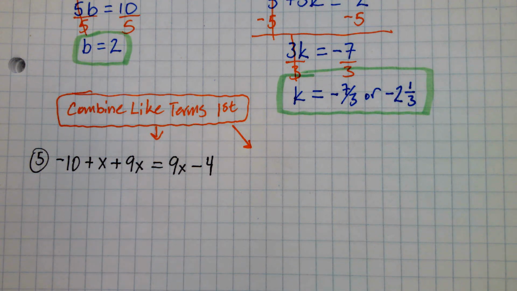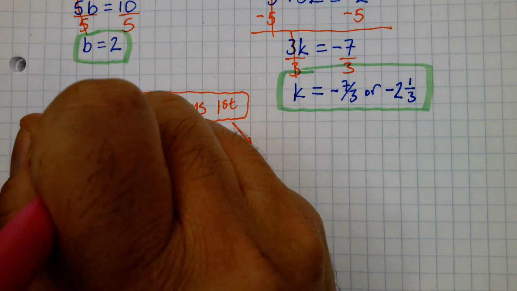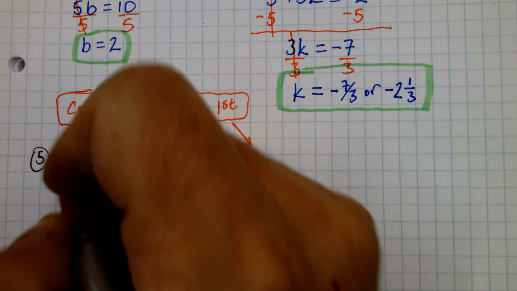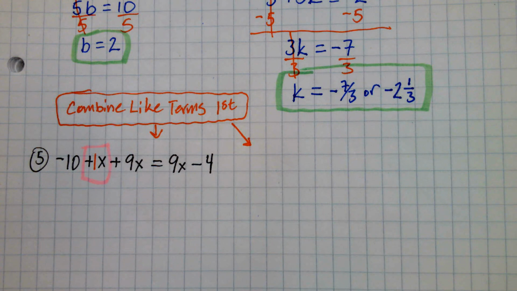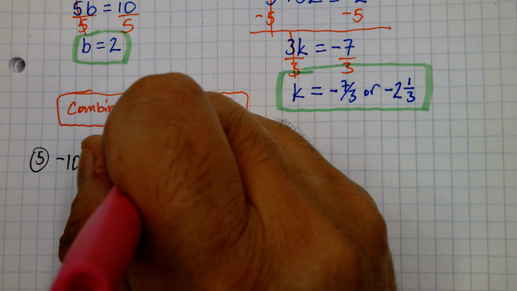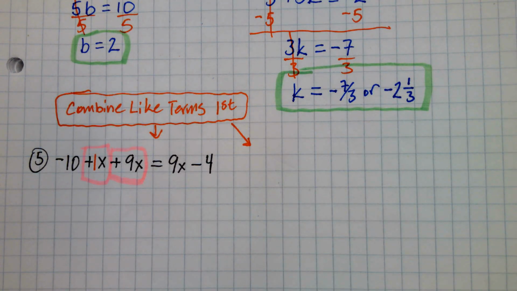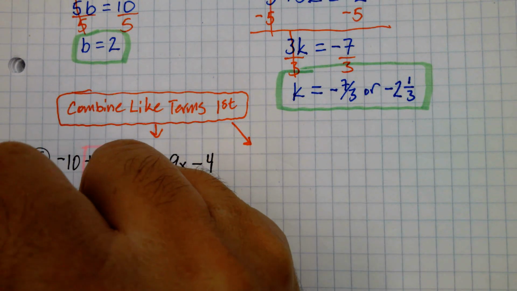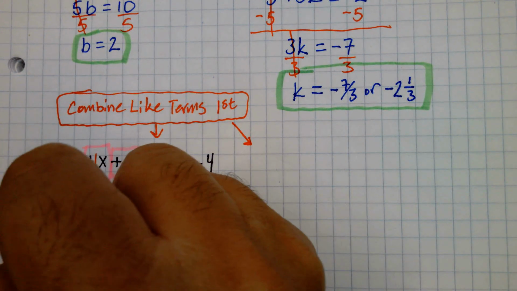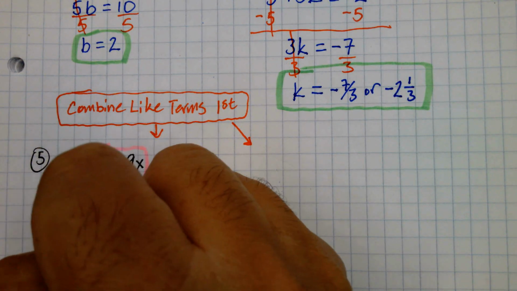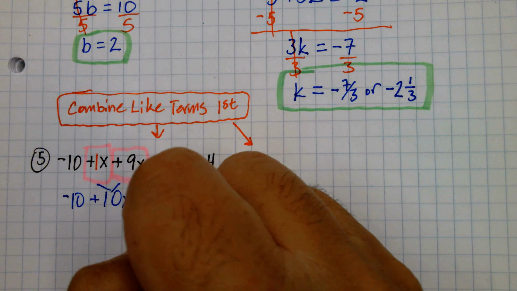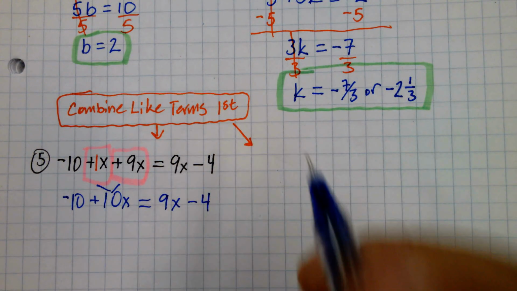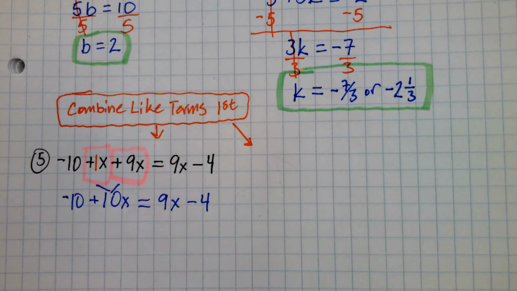So I'm going to combine x. What number should I probably put here? Yeah, a 1, just to remind ourselves. And then I got that 9x, positive 9x it goes with. So 1 plus 9 makes 10. So I'll bring down the negative 10 from there. And then these two make also 10x equals 9x minus 4. So we had to combine these to make 10x.